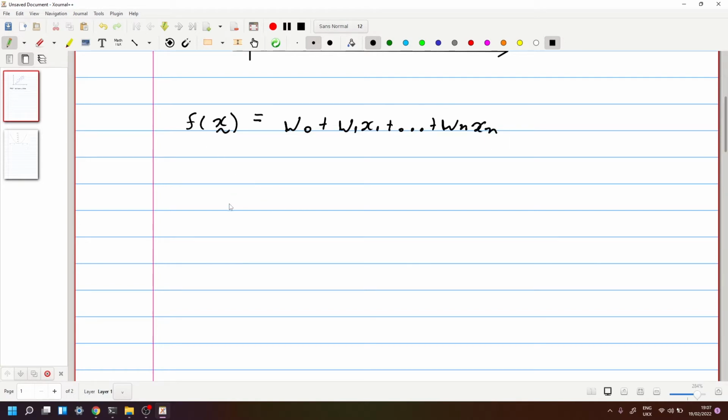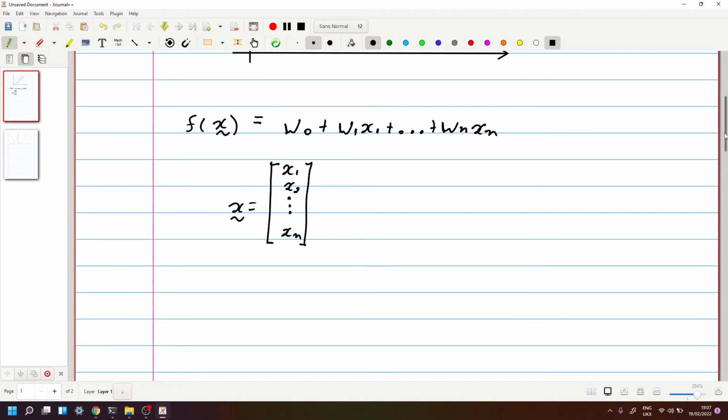So in other words, what am I saying? I'm saying that, for an input vector x that looks like this, f of that x tilde is going to make a prediction. It's going to output one value that is a linear combination of all the components inside the vector x. Now to make this a little bit simpler, we're going to write this function in terms of vectors.